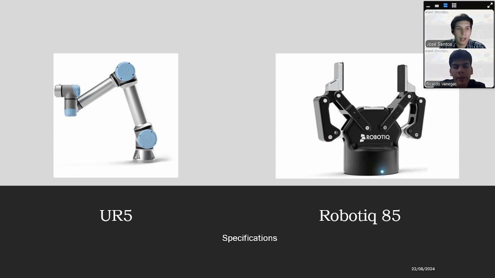Well, we are using a UR5 robot with a Robotiq 85. This robot can load 5 kilograms, and this gripper can open its fingers up to 85 millimeters. That's very good for our application because our bottles have a radius which is 4 millimeters, so its diameter is 8 millimeters.